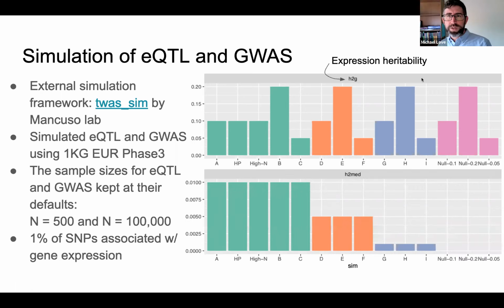So this is the expression heritability. And then we also varied the mediated heritability through expression level. So the default value is 1%. We moved it down to 0.5% and 0.1%. Sorry, 0.001, a tenth of a percent. And then null, obviously, is 0% expression-mediated trait heritability.